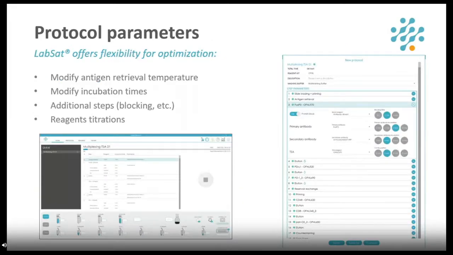LabSat offers flexibility of optimization, and some important parameters can be readjusted directly from the software interface, like the antigen retrieval temperature and the incubation times, but also protocols are modular. You can add extra steps like blockings, quenching, etc. And of course, you can always play with the standard elements of an assay like reagent titrations.